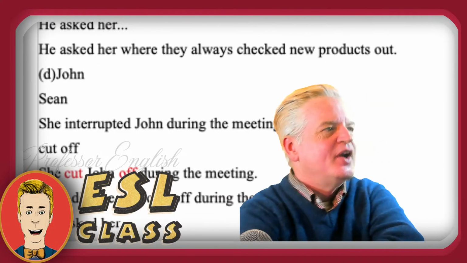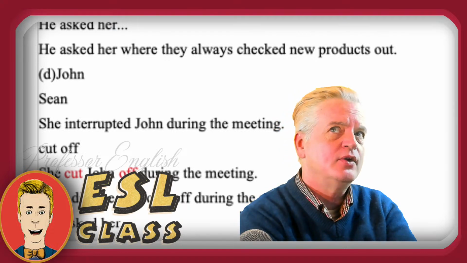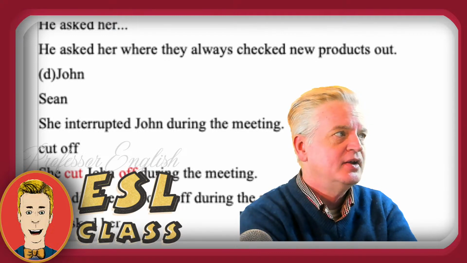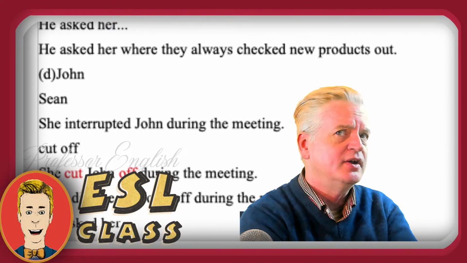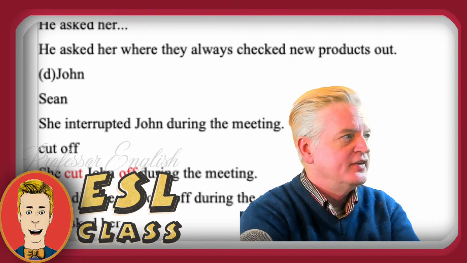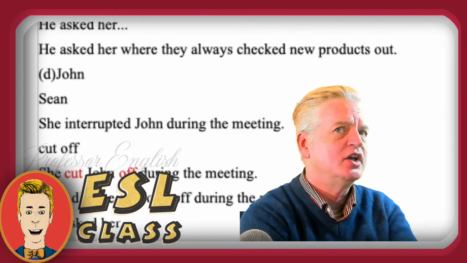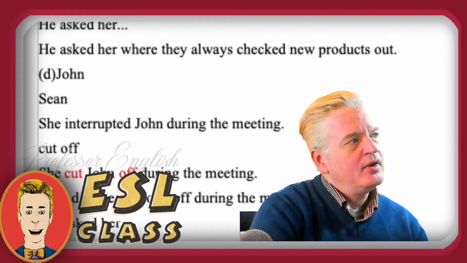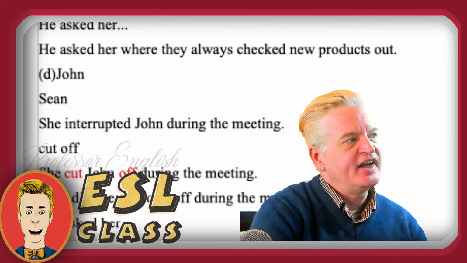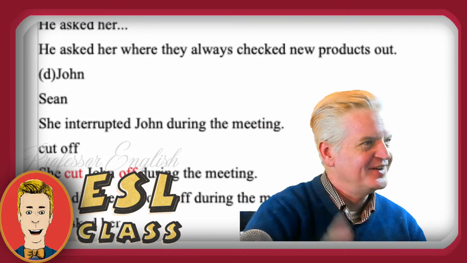Okay. So we have he asked her where they always checked new products out. Now the person I was doing this class with is from South America, in the southern part, Uruguay and Argentina, maybe Chile. This is a very common problem that they have trouble saying the J sound. So we were using the name John, but he couldn't say that. It sounded like French Jean or Irish Sean, but definitely not John.